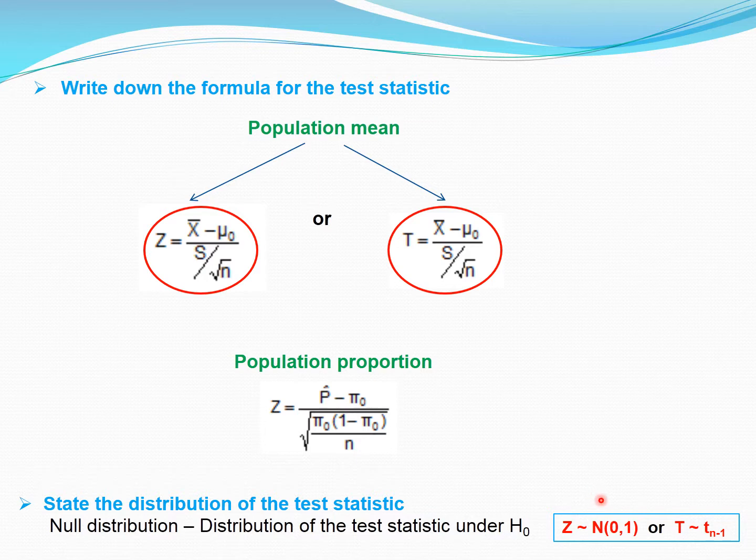Then you also need to state the distribution of the test statistic under the null hypothesis. So when we're working with Z, you state that Z follows a standard normal distribution with a population mean of 0 and a variance of 1. And when we work with T, you state that T follows a T distribution with n-1 degrees of freedom.